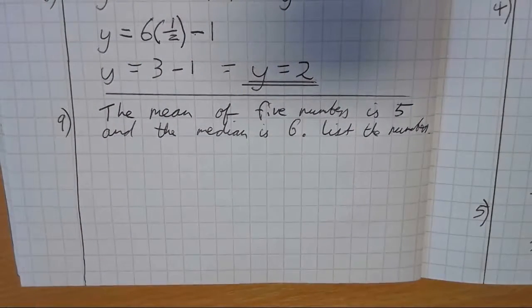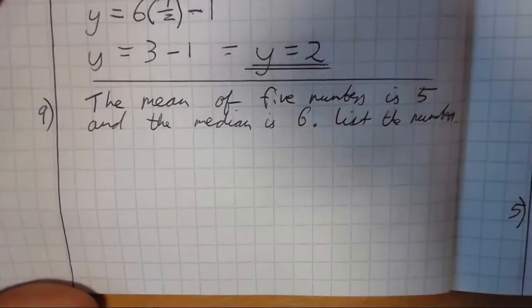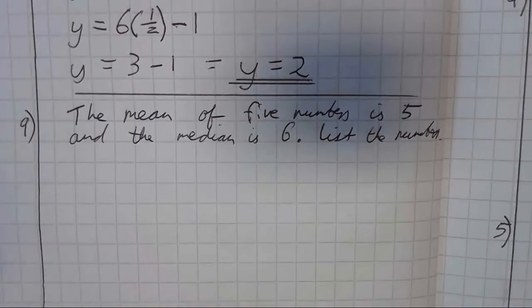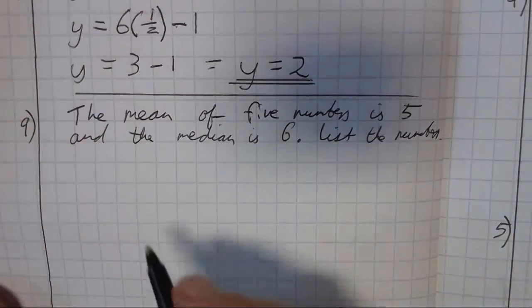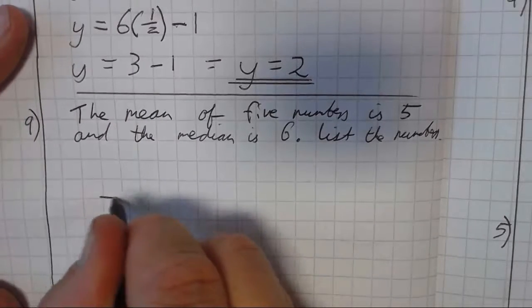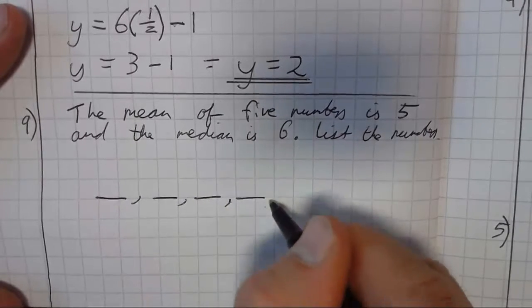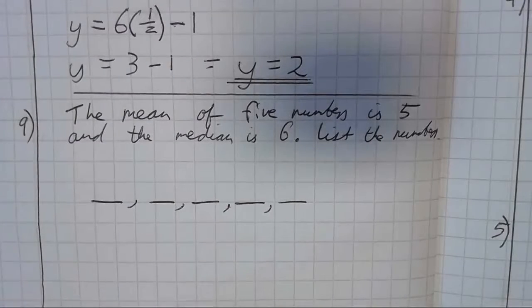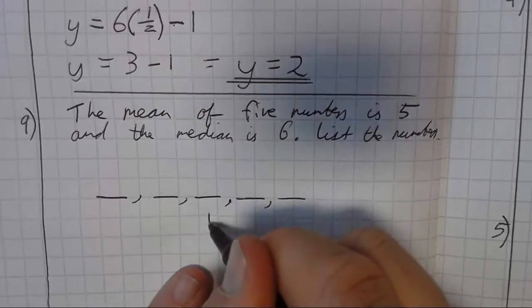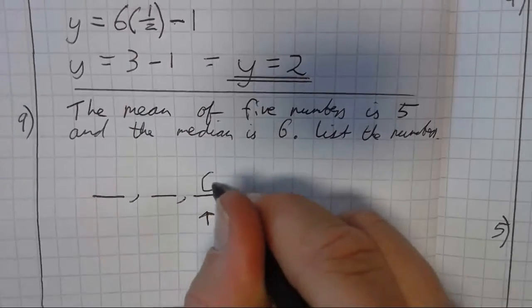Now, I think there would be multiple answers for this, but there are some things that have to be. So, the first thing I'd do is think about these 5 numbers, kind of have blanks for them, and think if I can fill any of these in straight away. I can fill in the median. If these are in order, this one is going to be my median, so that one's going to be 6 there.